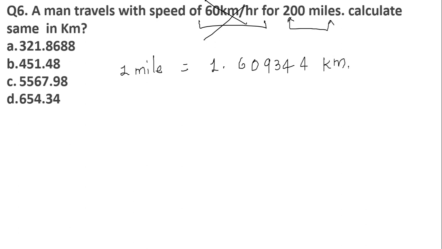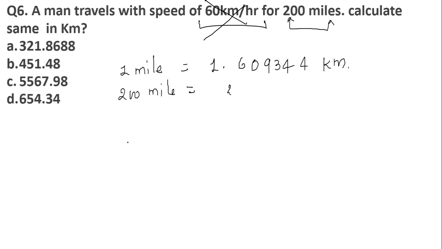Okay, one thing: I think I have written on the past slide that 1 mile is equal to 1.609344 meters, and that is wrong. Please note that 1 mile is equal to 1.609344 kilometers, not meters. So here we have to convert basically 20 miles into kilometers.